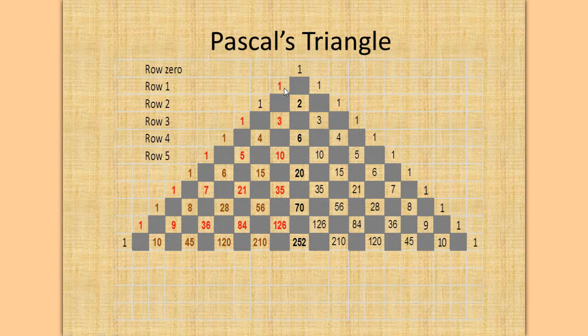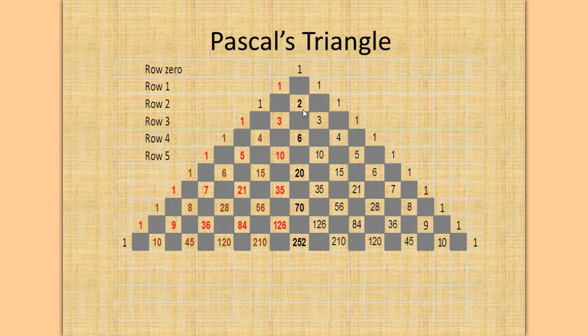We have 1 on the top, then 1, 1, the coefficients in front of a and b. For (a + b) squared, we had 1, 2, 1. And on our third row, we have 1, 3, 3, 1. That was our coefficients. So from the top, we call that row 0, 1, 2, 3. That's our cubic equation. If we're looking for (a + b) raised to the power of 5, we come to row 5, and we'll have 1, 5, 10, 10, 5, 1.